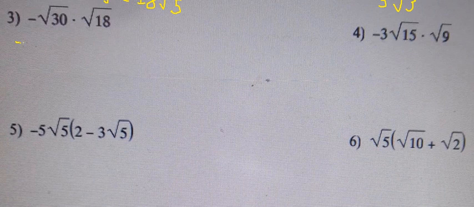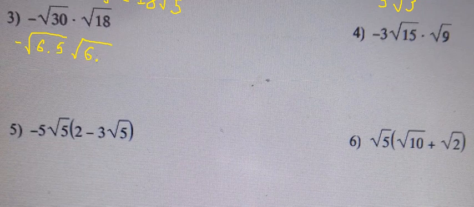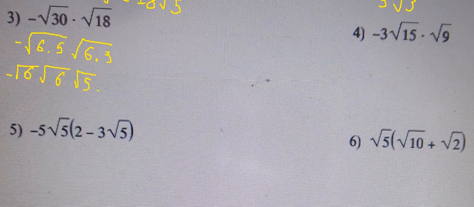This one, we have the negative sign, and we got 6 multiplied with the square root of 5, and the square root of 18, that should be 6 multiplied with the square root of 3. So we have the square root of 6, we put in here, multiply with the square root of 5. So this one, you got 6. 5 multiplied with 3, you got the square root of 15.